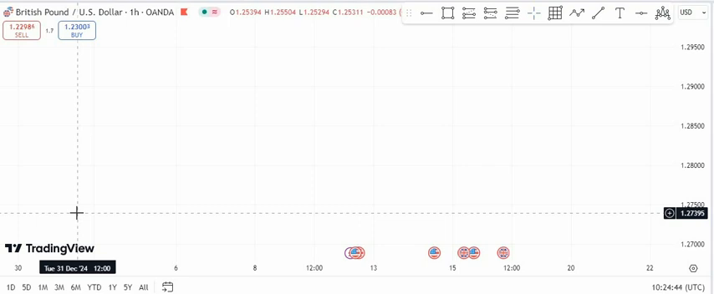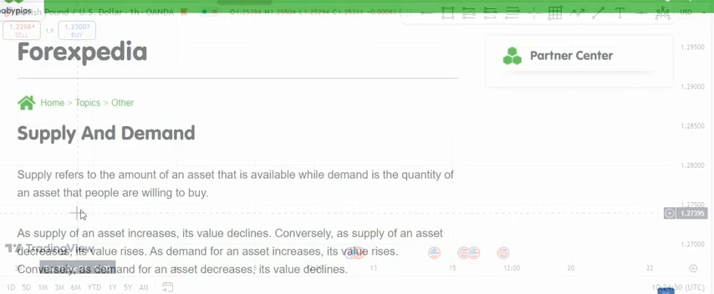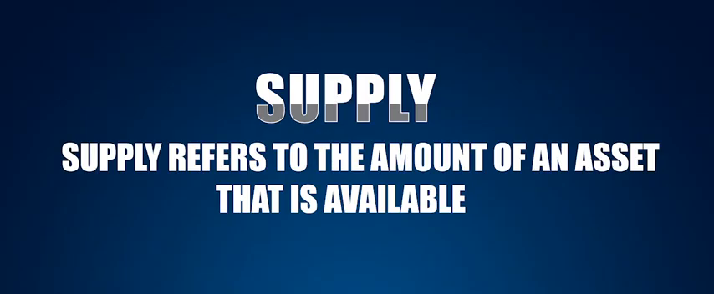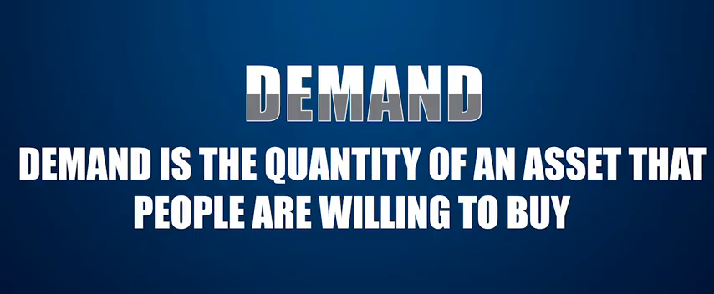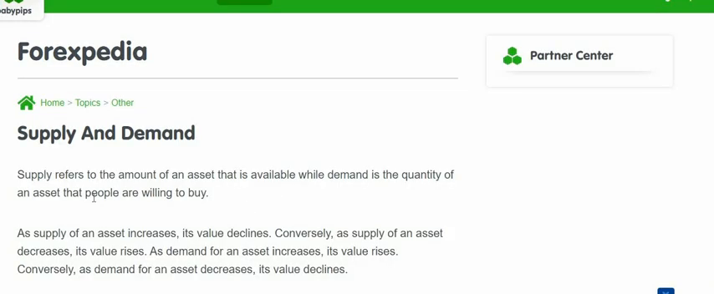Now, with that being said, let's get into the next video, which we're going to talk about supply and demand. Right, so guys, supply refers to the amount of an asset that is available, while demand is the quantity of an asset that people are willing to buy.